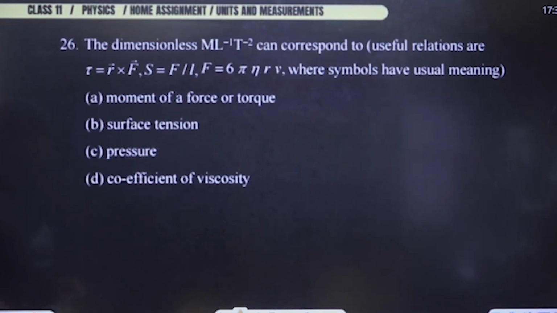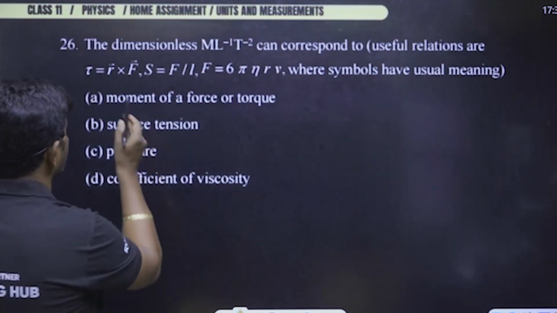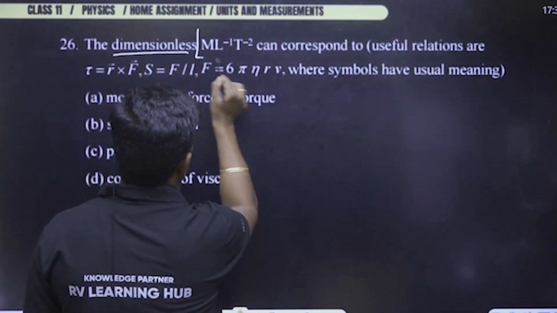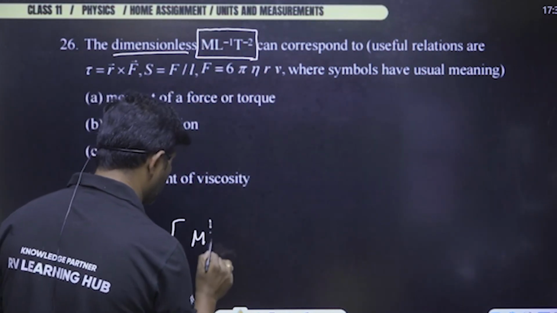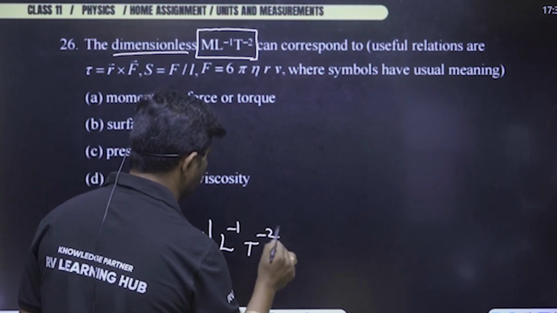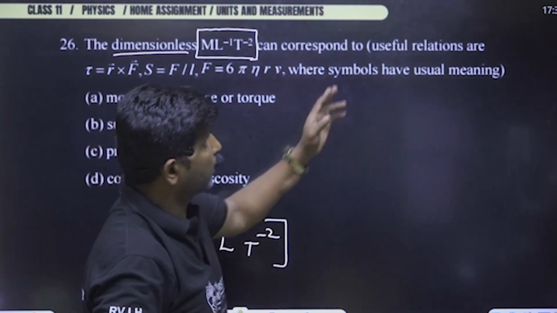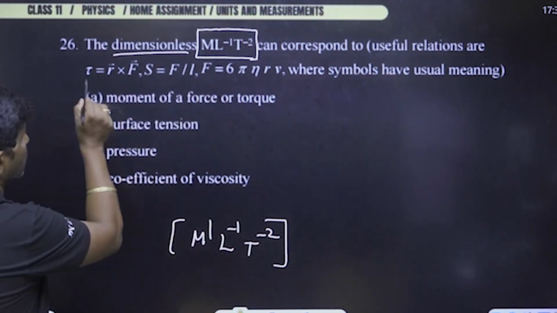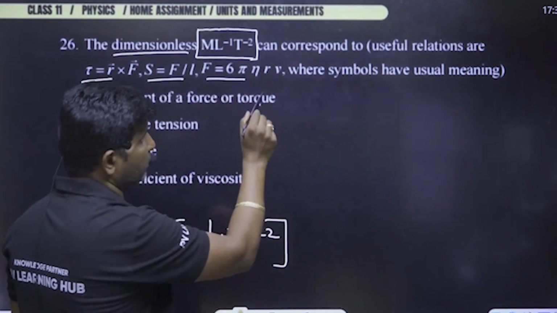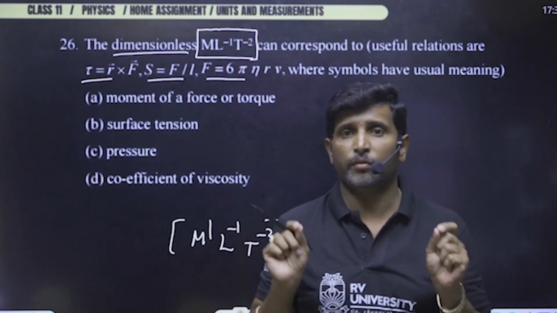Now let us move on to the next question, what they are saying to us. The dimensions M to the power of 1, L to the power of minus 1, T to the power of minus 2 can correspond to useful relations, tau, S, F. Everything they have given just to confuse you.